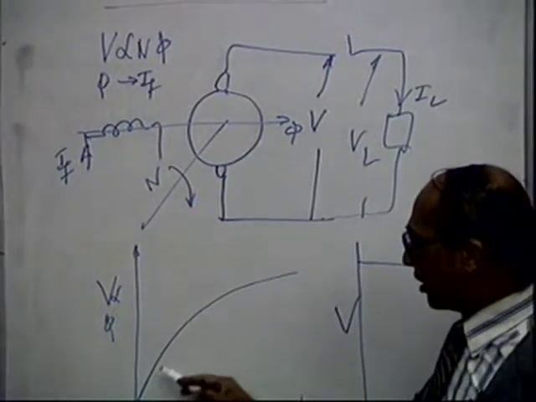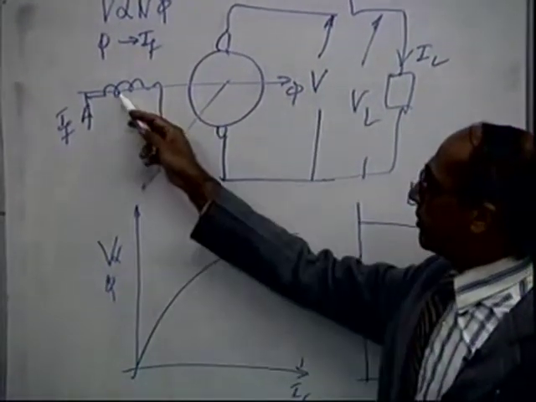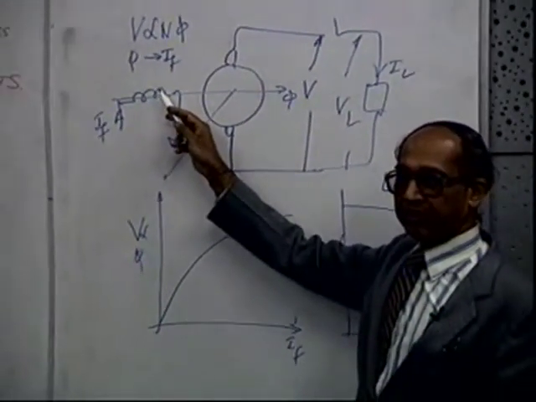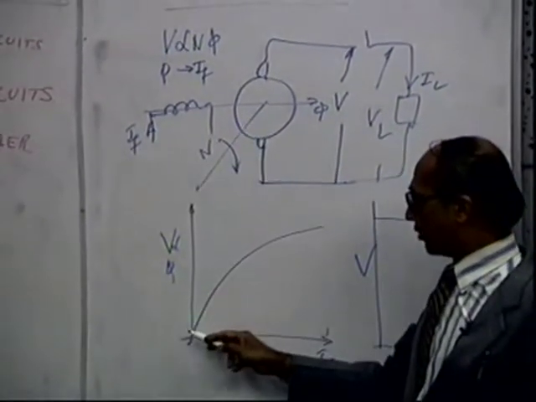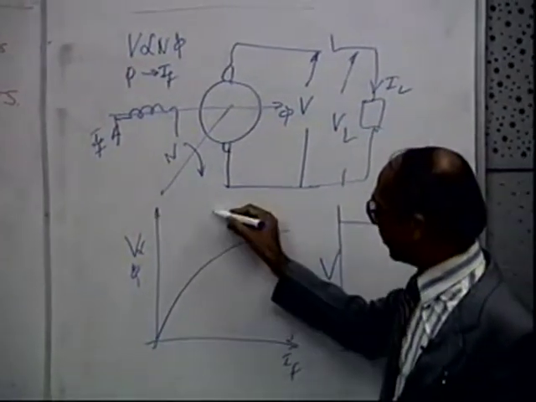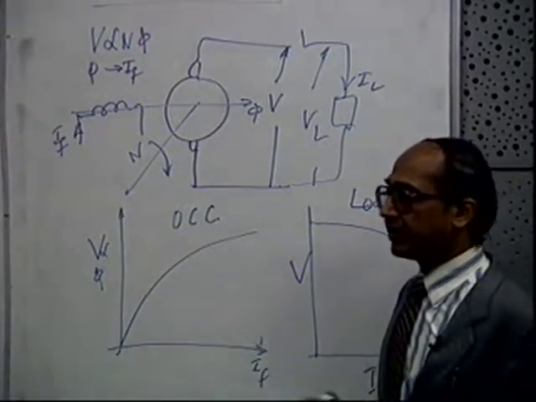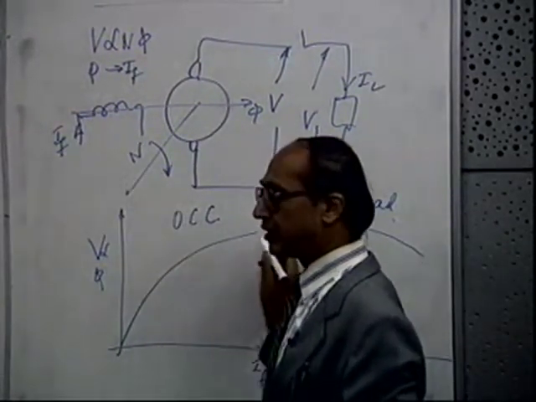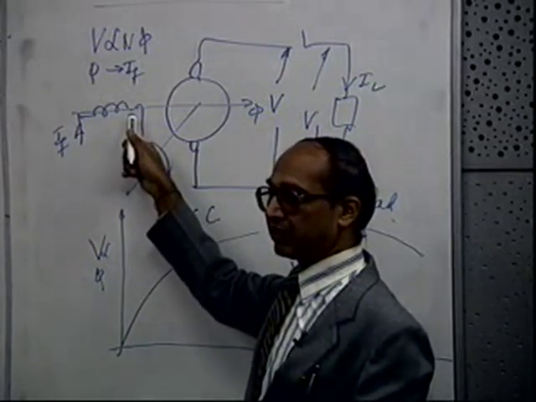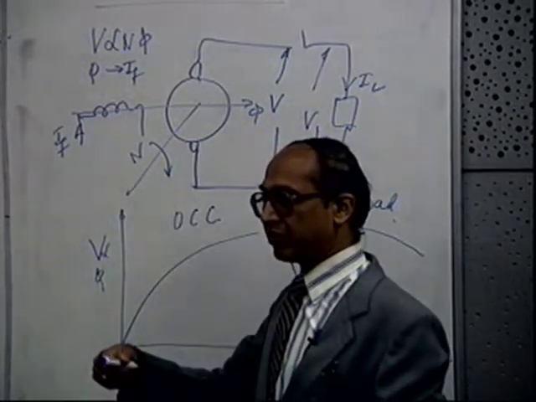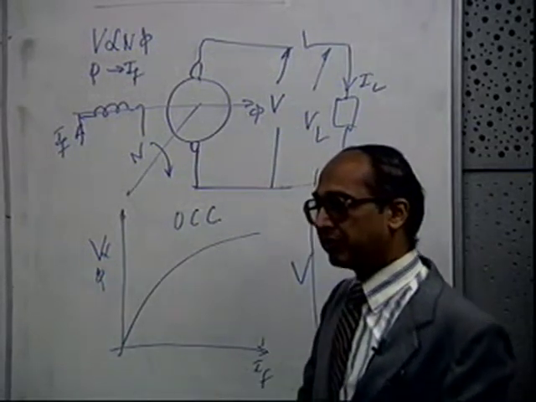But it is not linear, as the magnetic core of the field winding gets saturated, so it goes to a nonlinear region. This is called the open circuit characteristics. So what is the meaning of saturation of the core? Saturation of this core: the magnetic core on which it is wound gets saturated. The flux is not directly proportional to the field current.